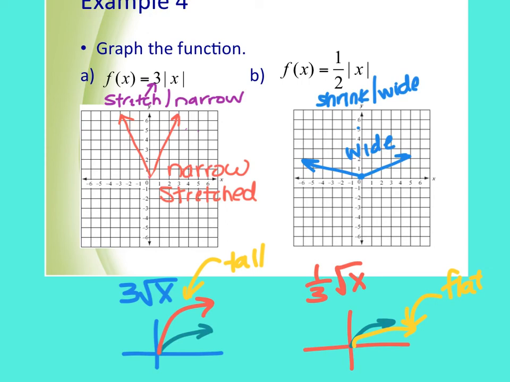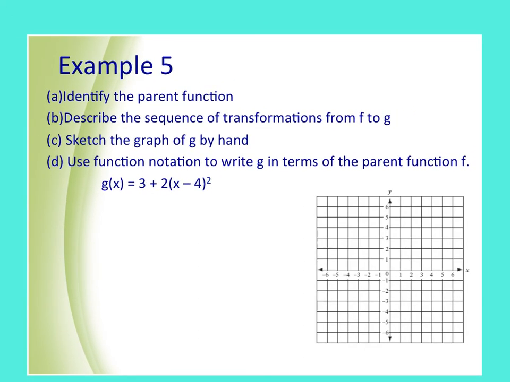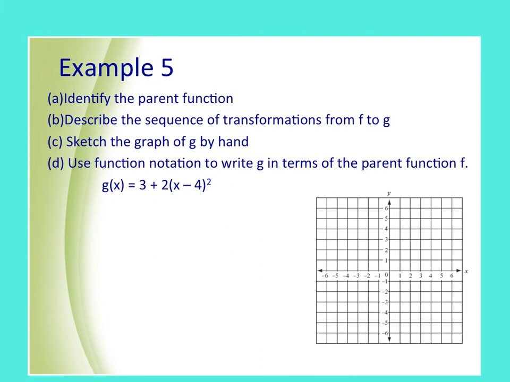Questions on that? All right, so we're going to put it all together. This says identify the parent function, describe the sequence of transformations from f to g, sketch the graph of g by hand, and then use function notation to write g in terms of the parent function f. What is my parent function? X squared. So f of x equals x squared is my parent function.